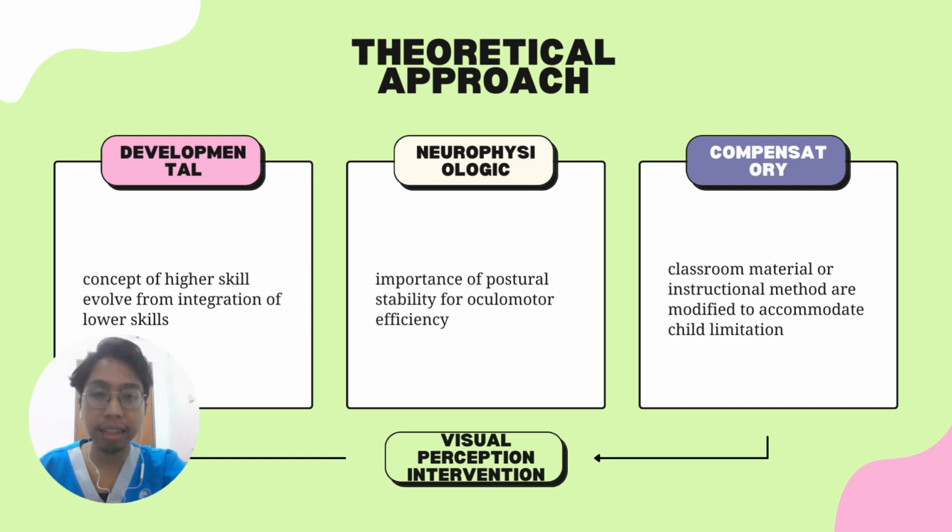And then for compensatory, which is a classroom material or instructional method modified to accommodate a child's limitation. For example, instead of having so many materials, just make it the simplest form, like one page, but not too fully packed, so that they can have better visualization when it comes to doing homework and stuff. Because too many things equals overwhelming for them.